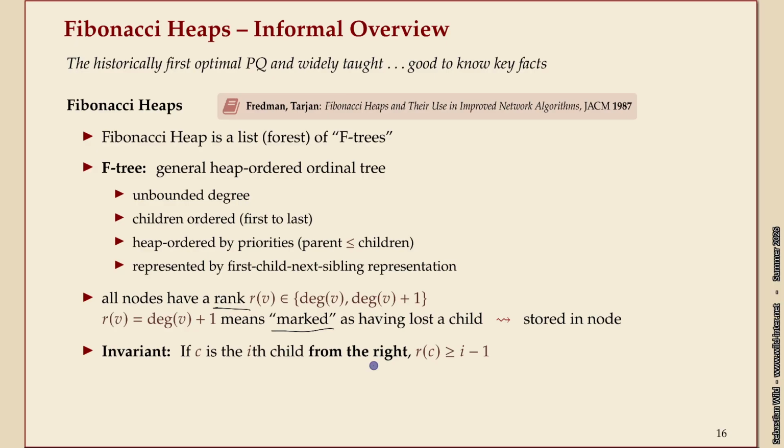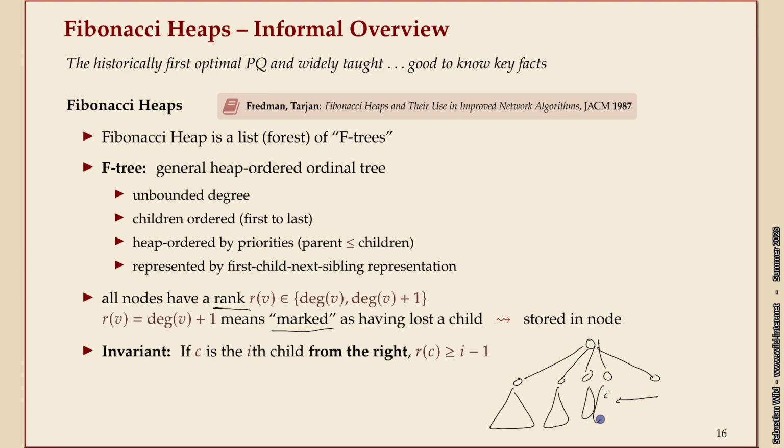Then there's this curious invariant. If you look at a node in your tree, it may have a lot of children, right? If you look from the right at the ith child, then the rank of that child is supposed to be at least i minus 1. Whatever, right? We may not care too much.